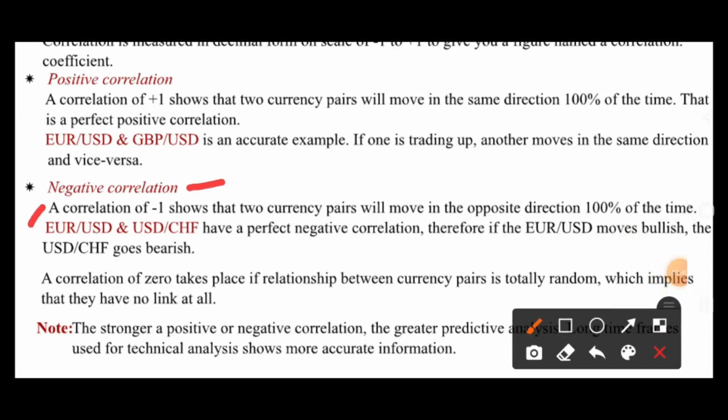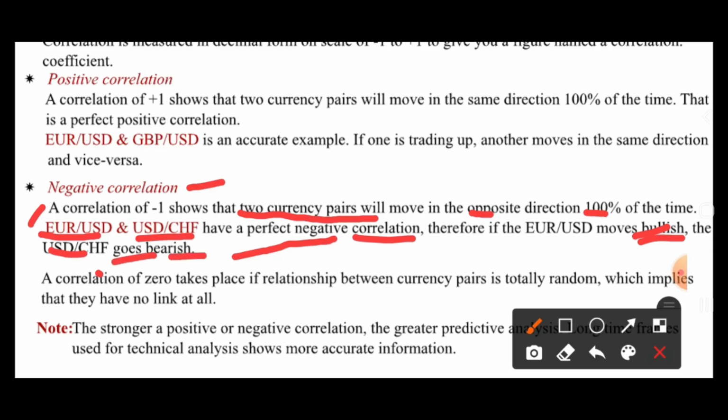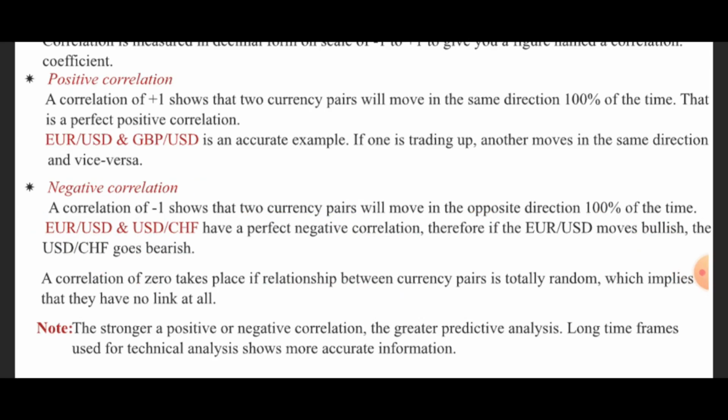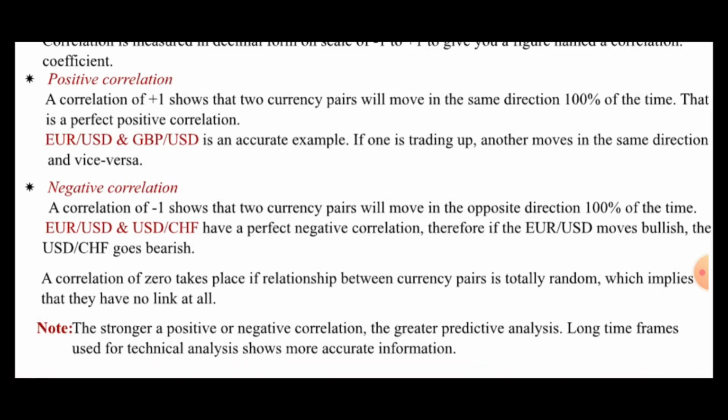So let's look at the negative correlation. A correlation of -1 shows that the two currency pairs will move in the opposite direction 100% of the time. So when we look at EUR/USD and USD/CHF, they have a perfect negative correlation. Therefore, if the EUR/USD is moving bullish, the USD/CHF goes bearish. A correlation of 0 takes place if the relationship between the currency pairs is totally random, which implies that they have no link at all. So that is where there is no correlation basically.